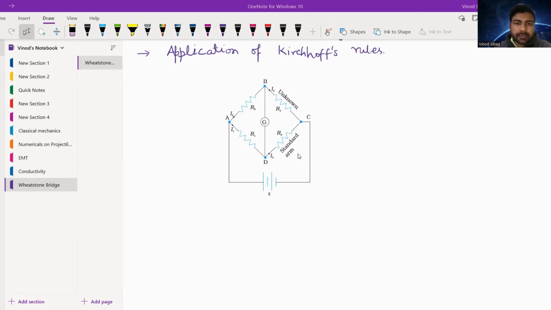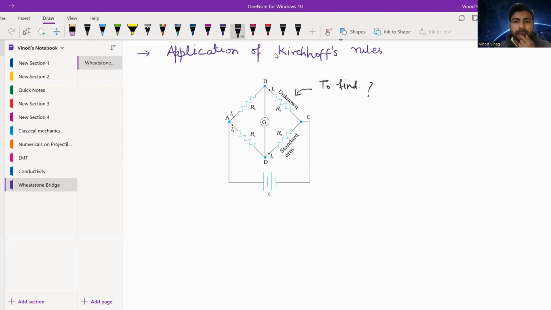Here, R3 will be the standard resistor, or we can say the resistor which we can change as per our requirement. To determine the value of R4, we will be varying the value of R3. And here R4 is the unknown resistor. Okay, so let me write here. This resistor we are going to find out. So the value of R4 we are going to find out.